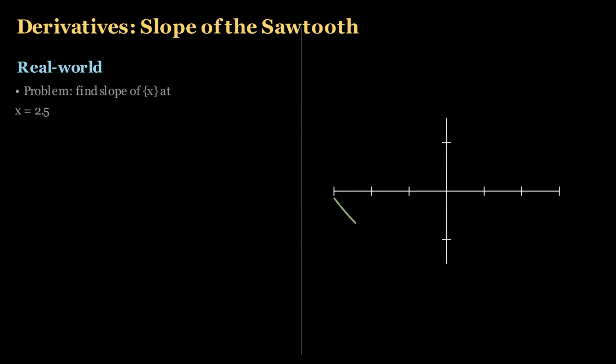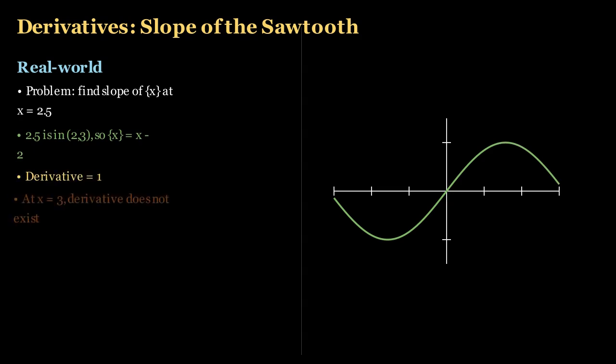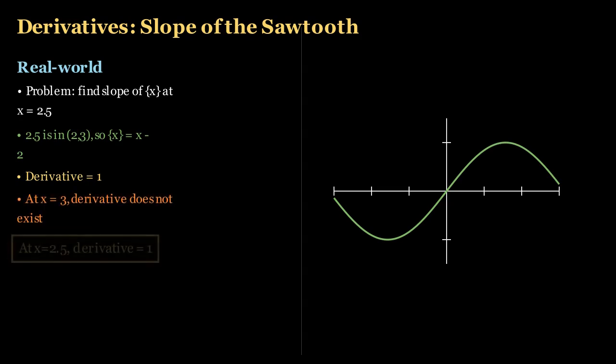Now what about at x equals 3? 3 is an integer, a jump point. The function isn't continuous there, so the derivative does not exist. This method works for any non-integer. Just find n, write the function as x minus n, and differentiate to get 1. At integers, the derivative never exists because of the jump.